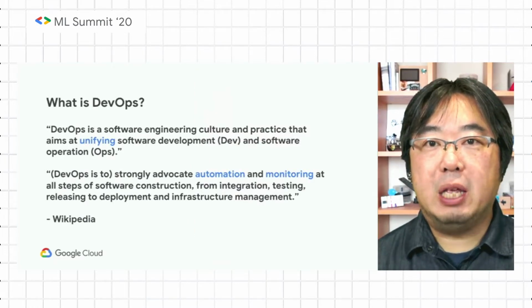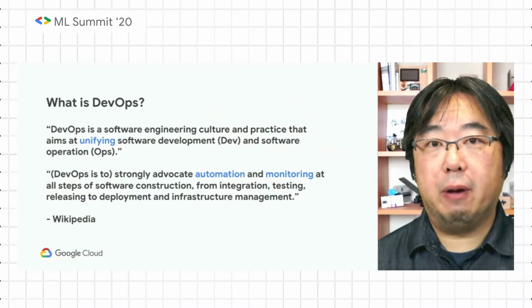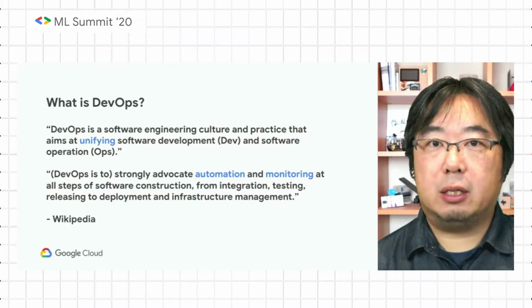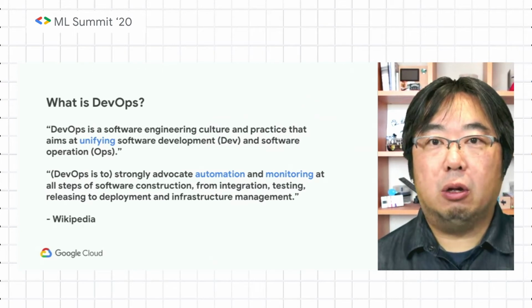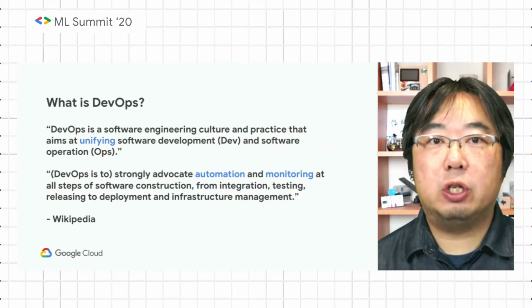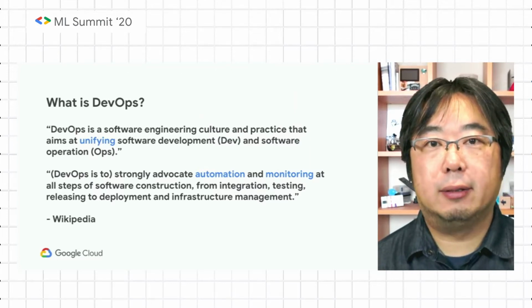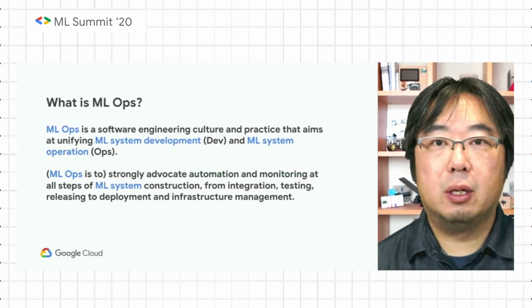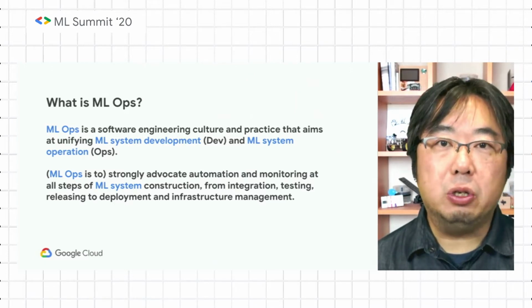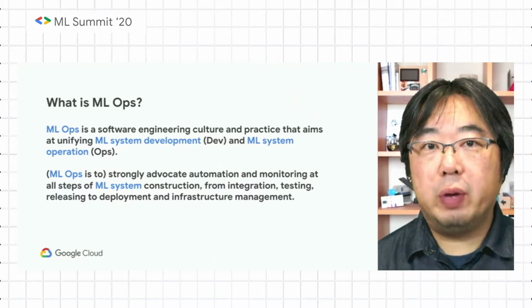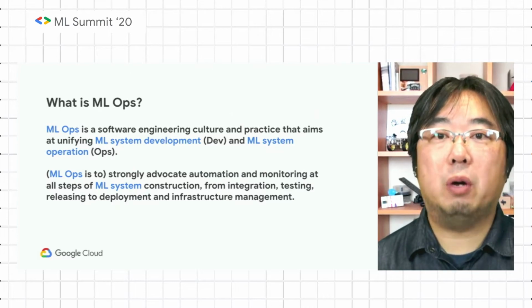So we thought that many practices from the DevOps can be applied to machine learning problems. What is DevOps? DevOps is a practice used in the software engineering. It's all about unifying software development and software operation by advocating automation and monitoring at all steps of the software construction, integration, testing, and releasing. So we can use the same practice for building a production machine learning system. That is ML Ops. So it's all about unifying machine learning development and the machine learning system operation by advocating automation and monitoring at all steps of the machine learning pipeline.